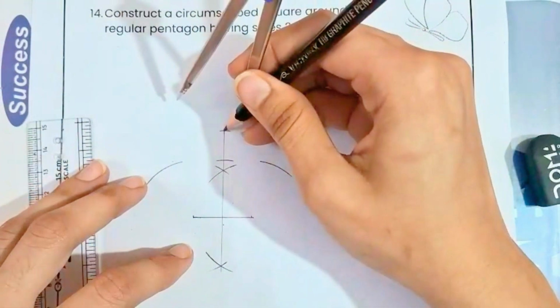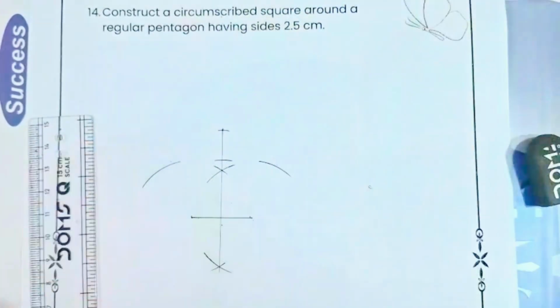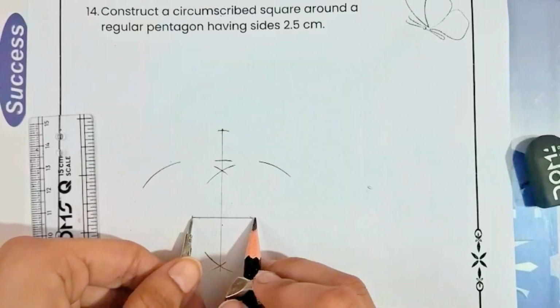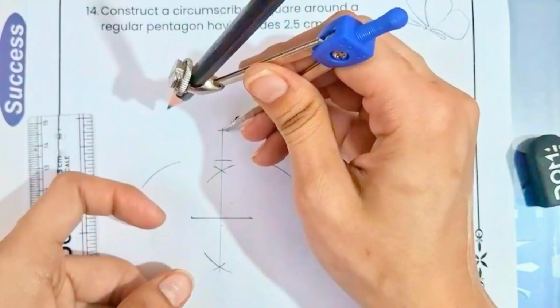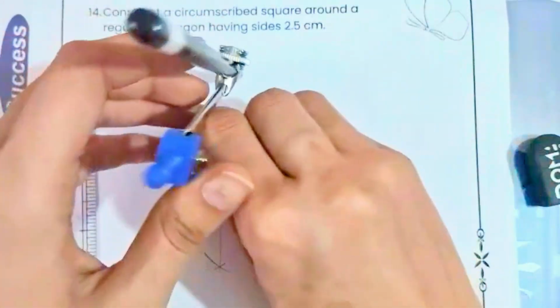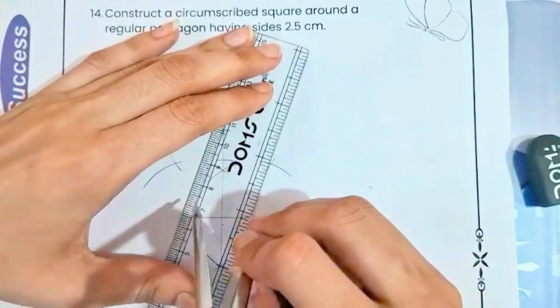From this point, now we have to draw two arcs, first one on this, other one on this, of 2.5 centimeters. So fill in 2.5 centimeters and draw the arcs. Join all the points to get the required regular pentagon.